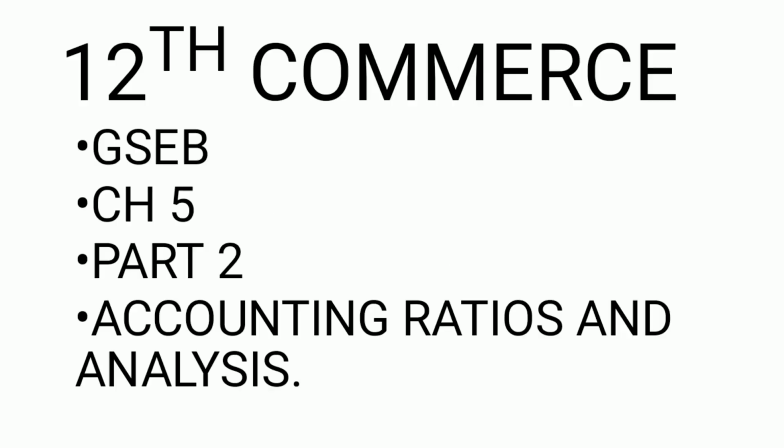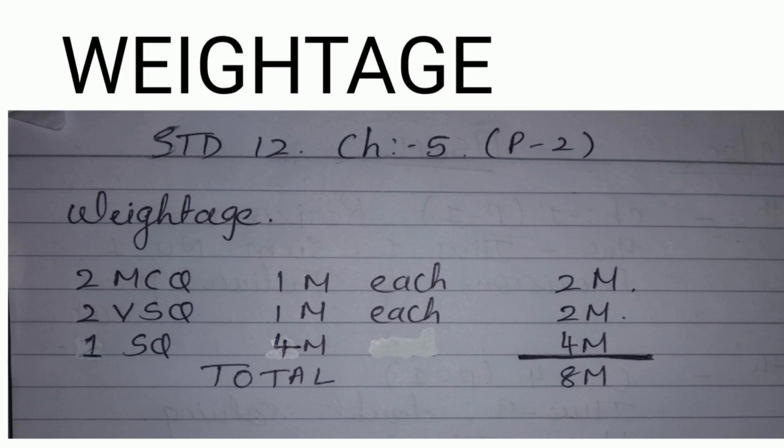And in today's lecture, we are going to start a new chapter, chapter 5 from Part 2 again, which is accounting ratios and analysis. It is given on page number 210 in your textbook, Part 2. Yes, the very first lecture for this chapter. So the very first thing that we are going to discuss is the weightage of this chapter.